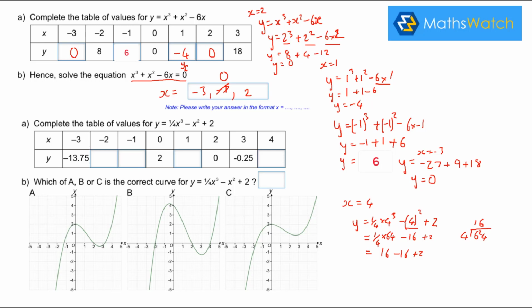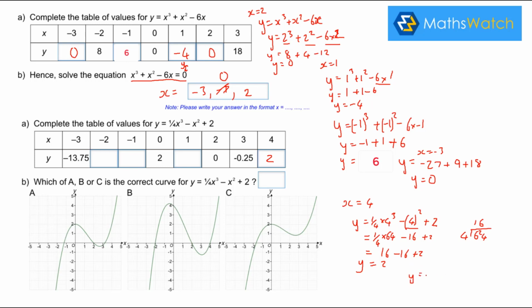Now you've got to remember that this bit is minus x squared, but x is 4, so the minus stays on the outside. That doesn't become minus 4 squared. That's the important tip you need to know for that. So that equals 2. y equals 2 when x equals 4.